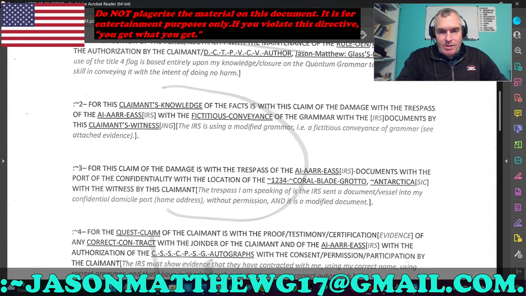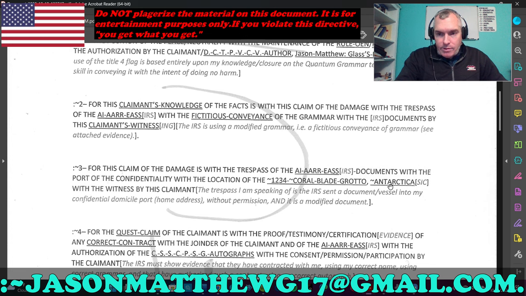And the third claim is for this claim of the damage with the trespass of the IRS documents with the port of the confidentiality with the location of the 1234 Coral Blade Grotto, Antarctica, with the witness by the claimant. Now you see, this claim of damage is of trespass with them sending documents without permission to my private domicile location. And I'm witnessing it. Now notice, I have underlined all the compound facts. Notice that any fact that I use that has a particle of negation in it, I put a sic after it, saying that I am perfectly aware that there is a particle of negation in it, and I'm using it and claiming it, and it's in my dictionary because of the ease of communication.